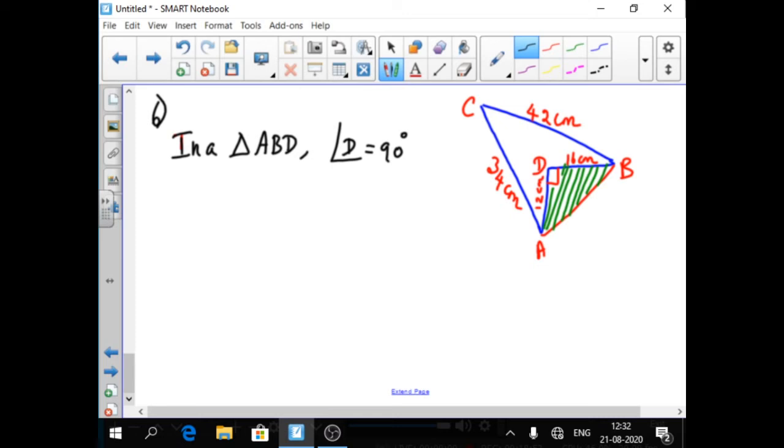It is a right angle triangle. Right angle triangle means there will be 90 degree, so angle D is equal to 90 degree. If it is a right angle triangle, we can use the Pythagoras theorem. So what is the Pythagoras theorem? It explains a hypotenuse square is equal to sum of other two sides square.